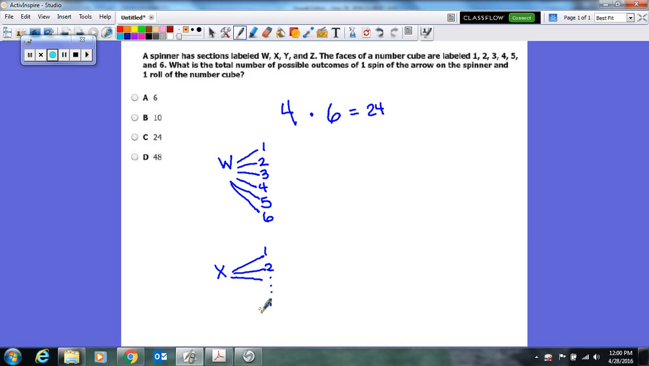It's much faster, though, if we just recognize that we have 4 sections on the spinner and 6 sides on the die, and the product of those two gives us the 24 total possible combinations of outcomes. C is our answer. Make sure you just pay attention to how many different sections are in the spinner and sides on the cube, and I feel like this problem will be a piece of cake for you.